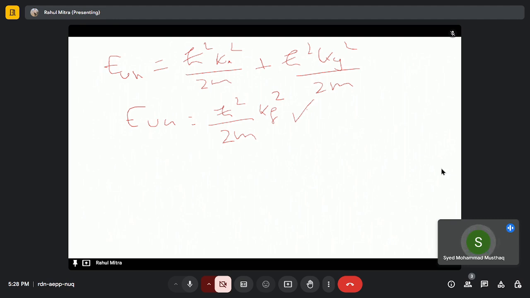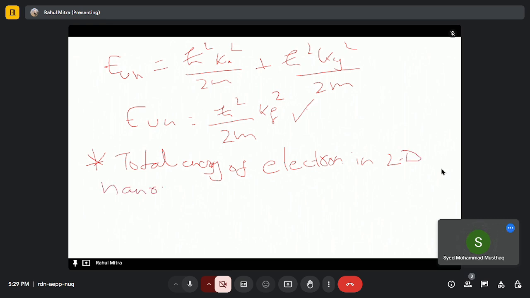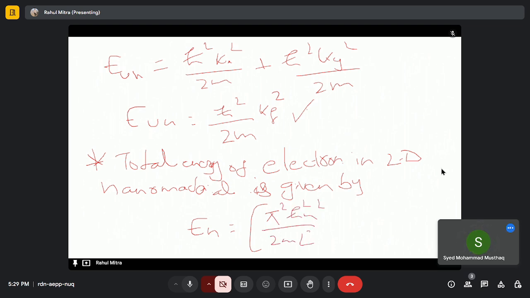Now, finally representing the total energy of an electron in a two-dimensional nanomaterial, it is given by E of n equals pi square h cut square n square by 2 m L square plus h cut square kf square by 2m.